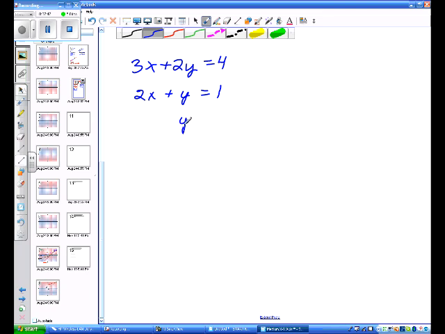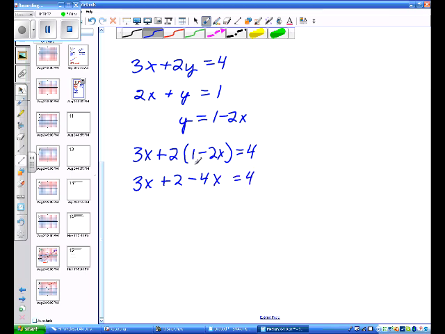Well, if we solve it for y, we would subtract 2x, and we would get y is equal to 1 minus 2x. Now what we want to do is to take that value for y and substitute it into our other equation. So we'd have 3x plus 2, but instead of writing y, we're going to write 1 minus 2x equals 4. Now we have an equation with only one variable, and we know how to solve those. So 3x plus 2 minus 4x equals 4, using my distributive property. So I have 2 minus x equals 4.